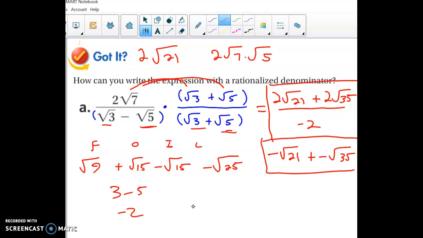All right, so in this lesson we multiplied binomials with radical expressions, and then we really didn't divide. We just rationalized the denominator, cleaned it up by multiplying by the conjugate.